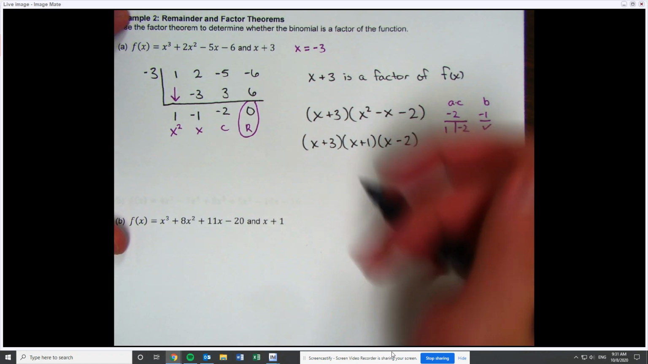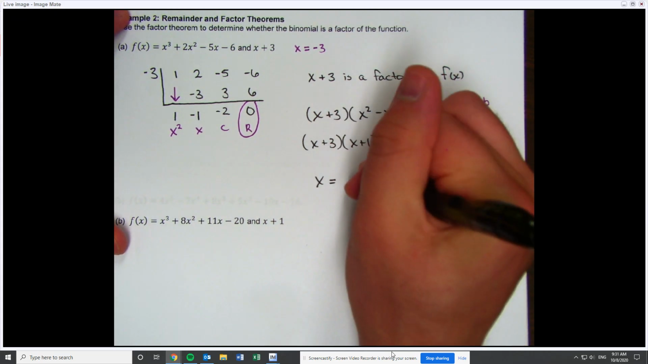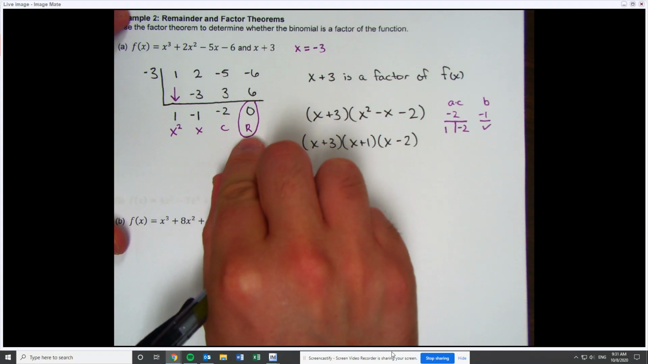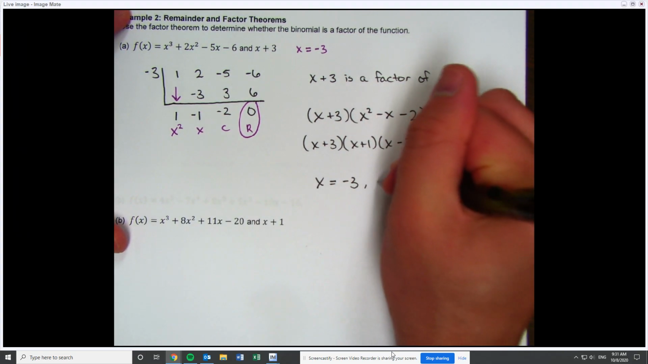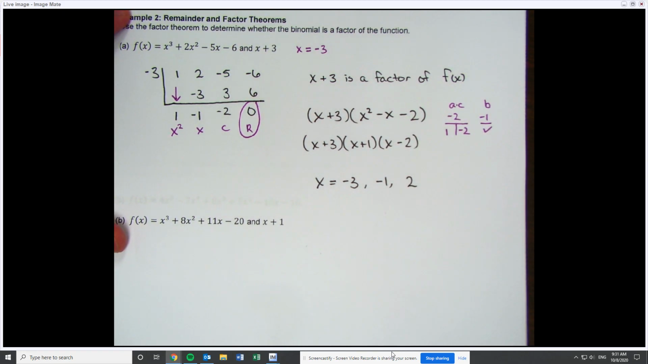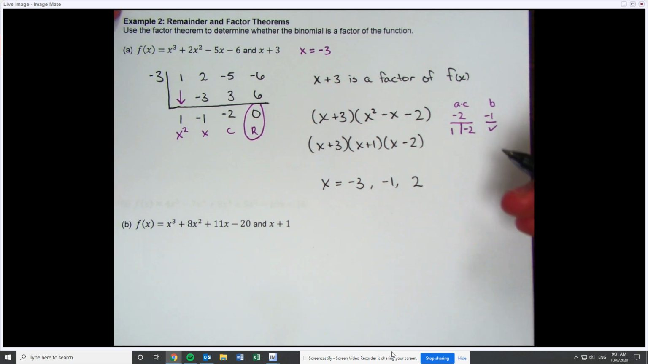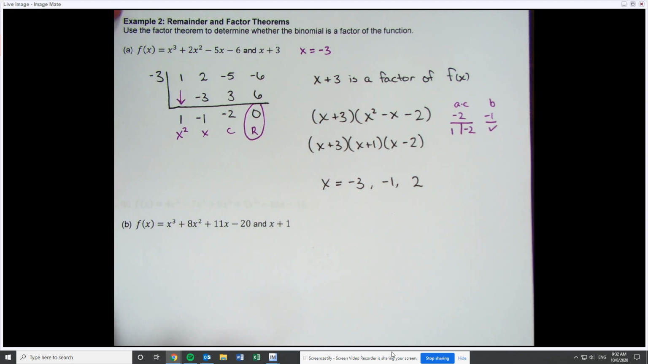And to finish it out, I now know that there are 3 zeros for this one. Negative 3, which we already knew because the remainder was 0. And then right here, negative 1, and then positive 2. We found so much information just based on the fact that x plus 3 is a factor. That's what we're going to do for pretty much the rest of the time. All right, let's try it one more time.